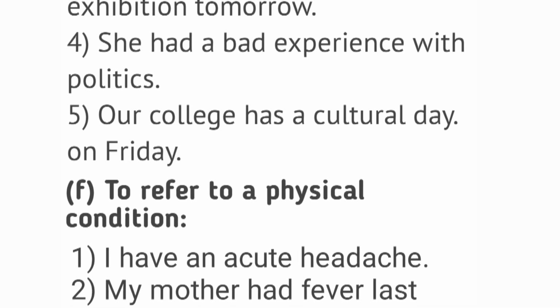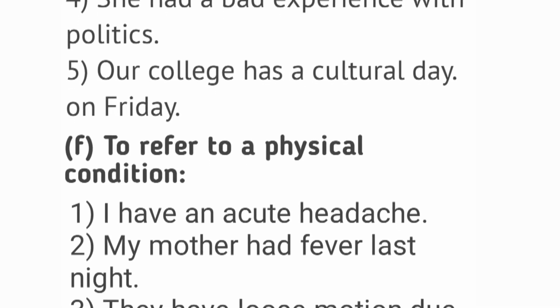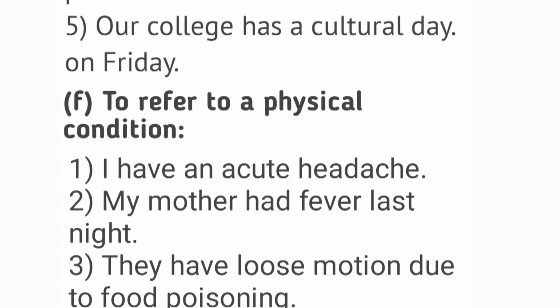F. To refer to a physical condition, the following sentences are related to physical condition.